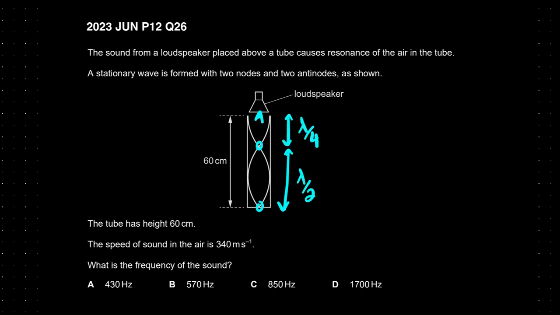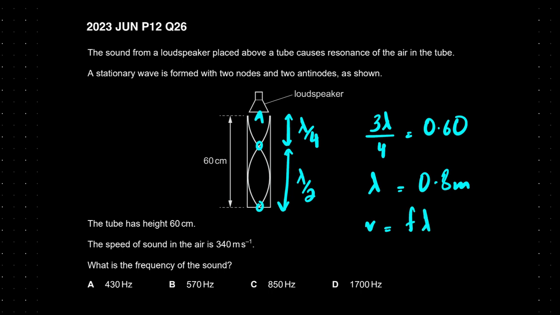So this is basically 3/4 of the wavelength, which is equal to 60 centimeters, so 0.6 meters. So I can find out what lambda is from here. So 0.6 times 4 over 3 is 0.8 meters, and then I can just use v equals f lambda here. So 340 equals f times 0.8. So 340 over 0.8 looks like 430, because the actual answer is 425.